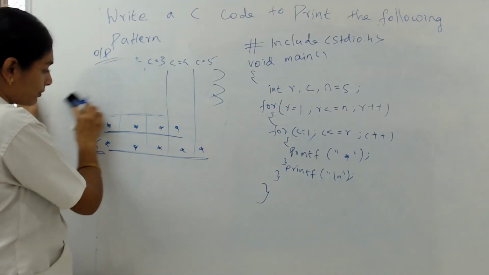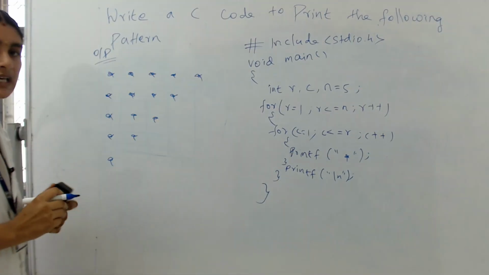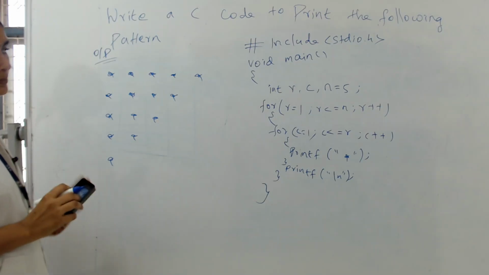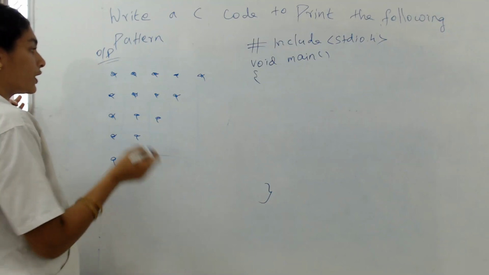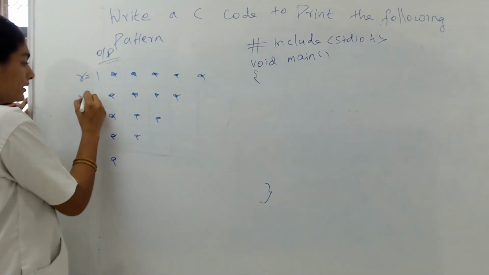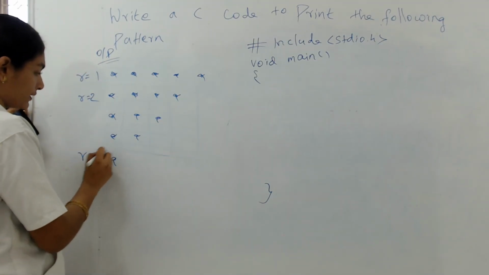Next, let us discuss the decrementing pattern. Yes, next one is the decrementing pattern. Here also, first check the number of rows and columns count. R equal to 1, 2 up to R equal to 5.